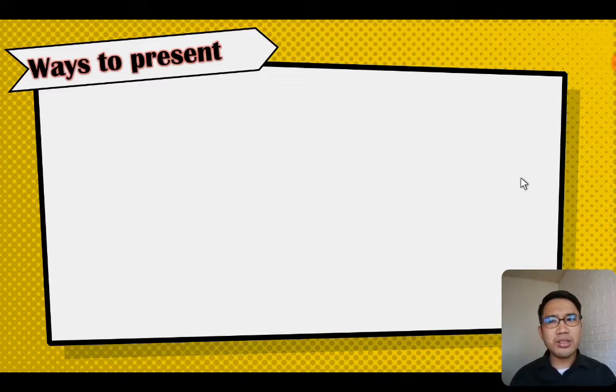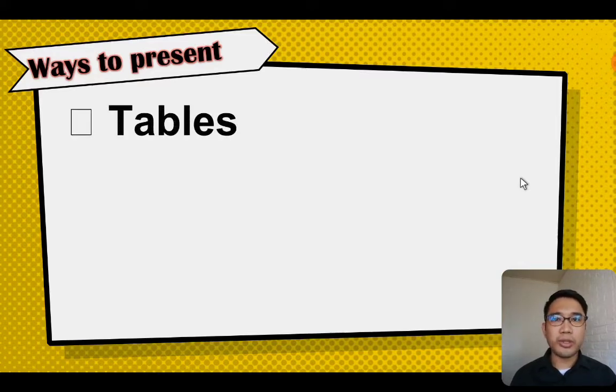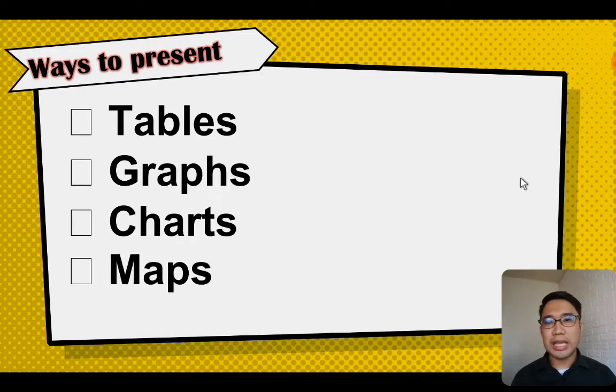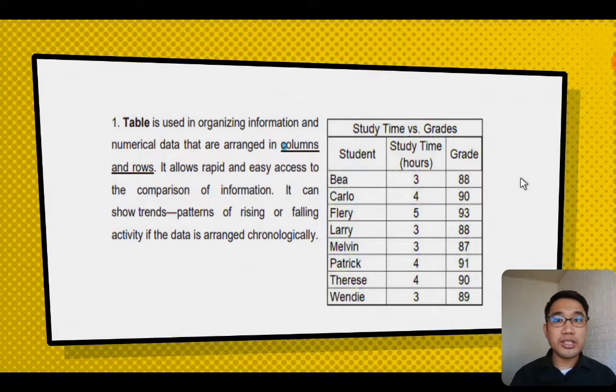Now let's talk about the different ways of presenting them. Well, we can use tables as well as graphs, charts, and maps. And we will discuss them one by one. A table is used in organizing information and numerical data that are arranged in columns and rows. Just like this example here, study time versus grades.